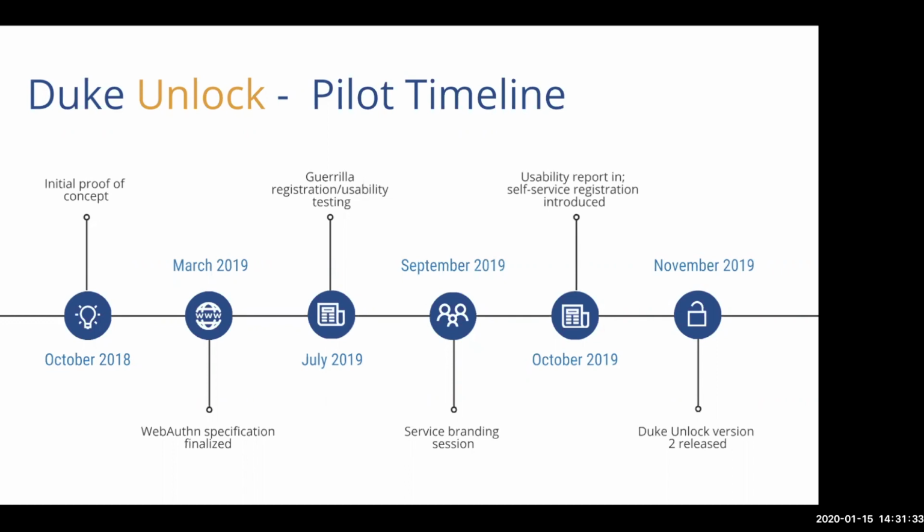In July of last year, we did our initial production deployment and did our initial testing. In September, we had a service branding session with our usability folks where we spent hours with them and eventually came up with the name of the service, which is Duke Unlock. In October, our usability folks came out with their formal usability report.